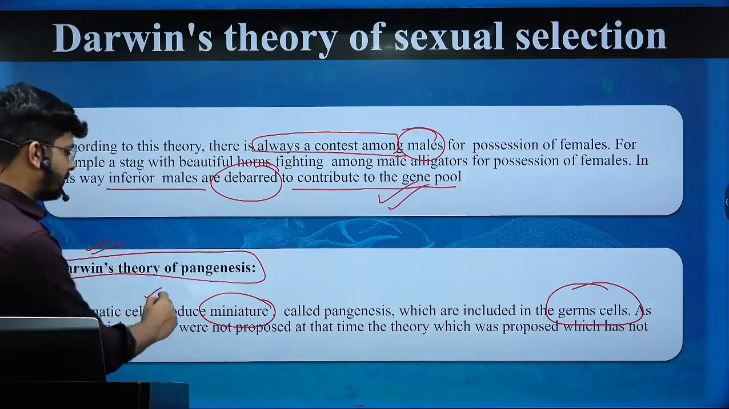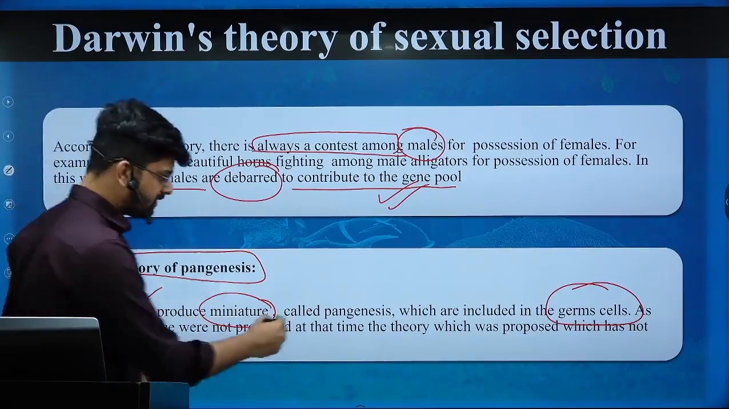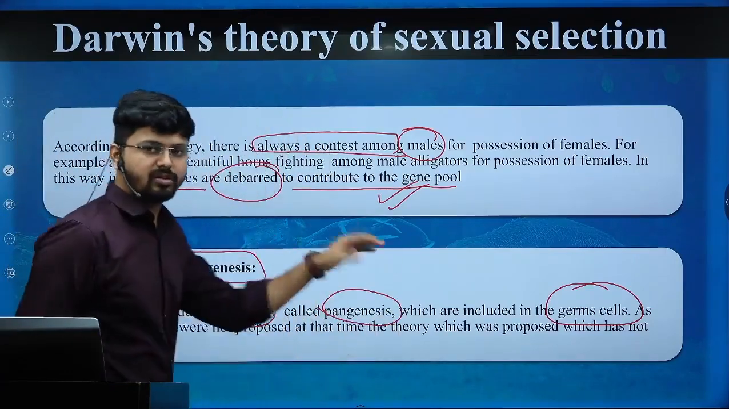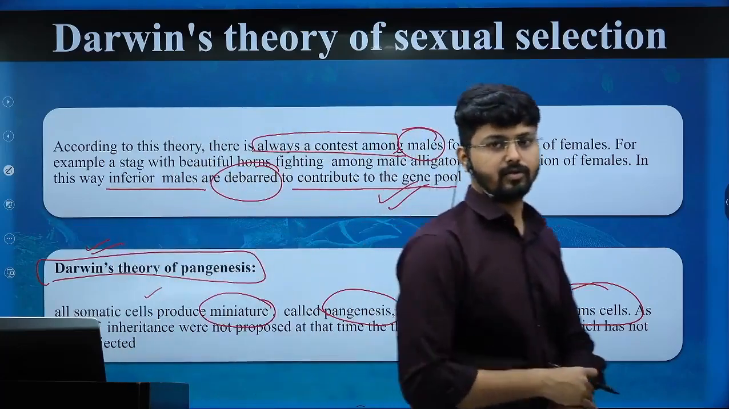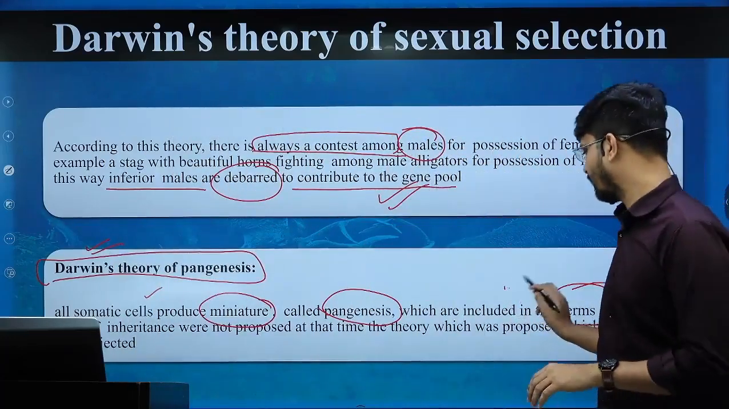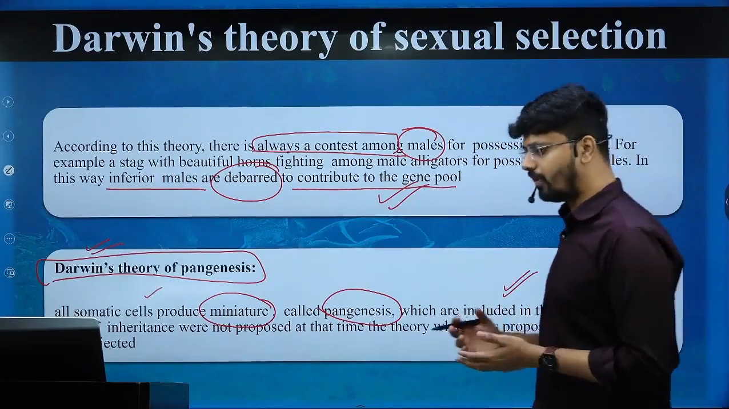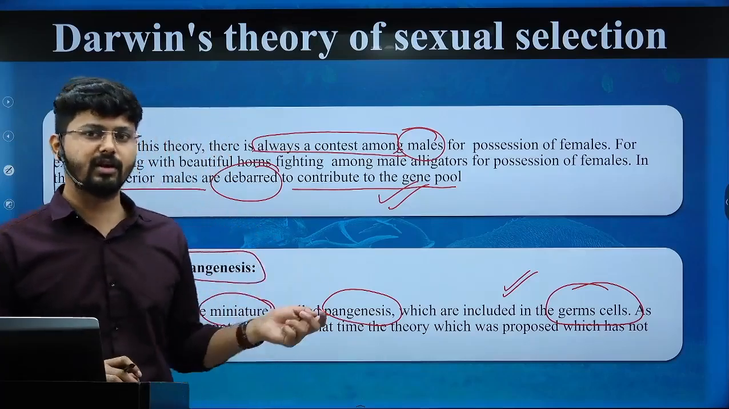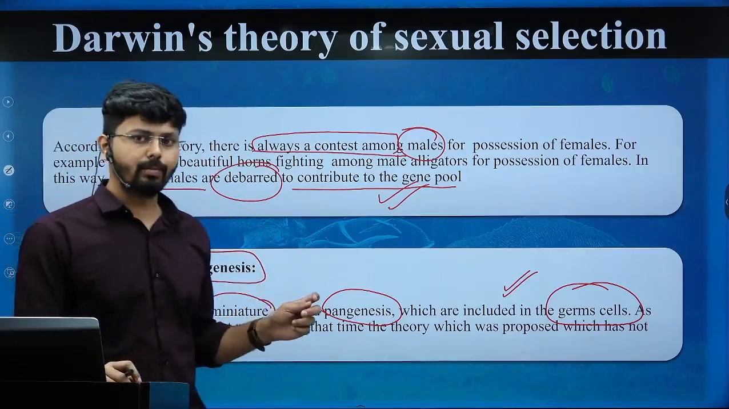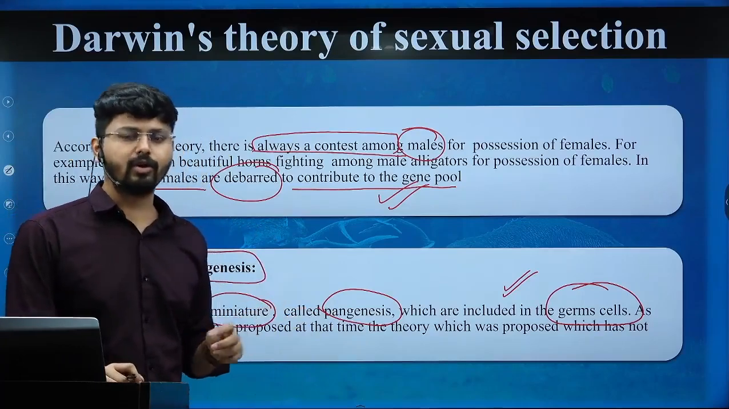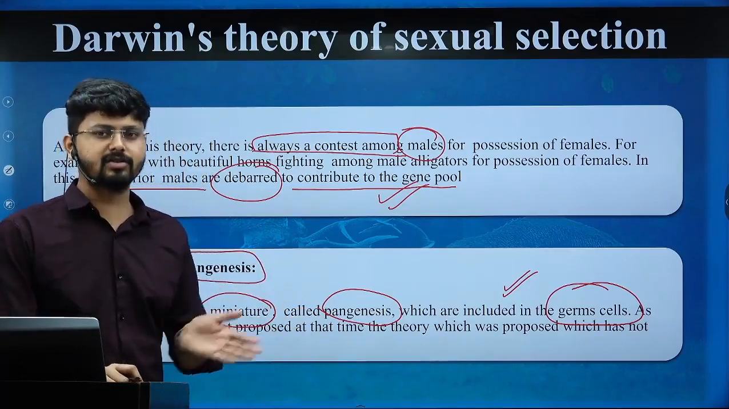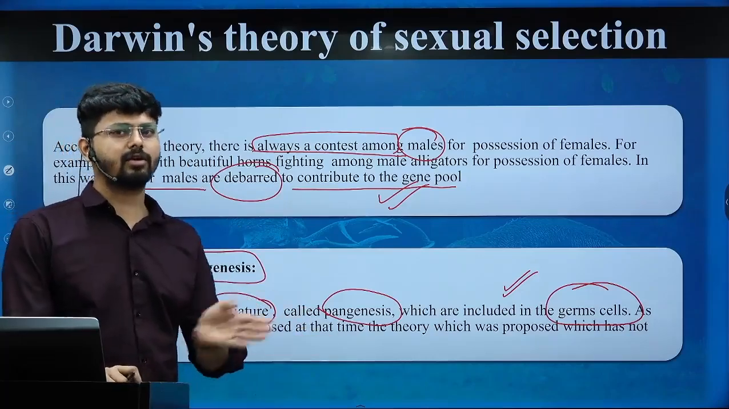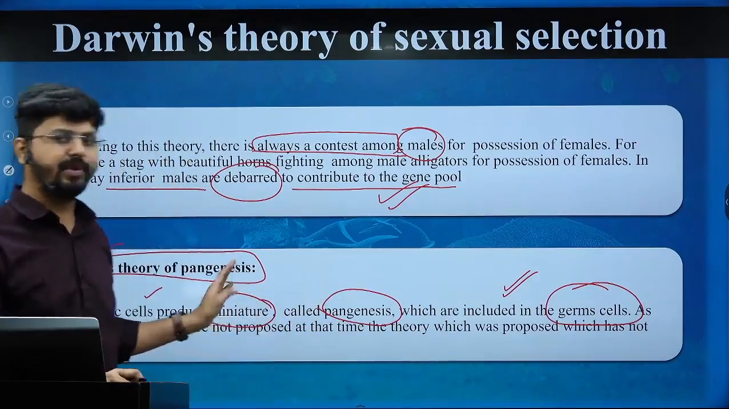All somatic cells produce miniatures called pangenesis. These will go to the germ cells, and through that they are transferred to the next generation. But when certain hormones are injected into a new organism, and it has been tested in the next generation, those things are not inherited. That means this has been proved wrong.